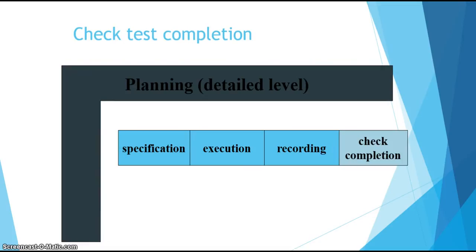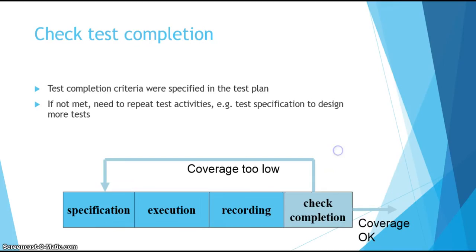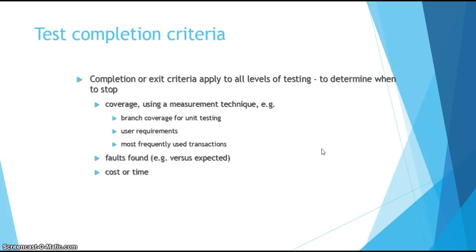Now we come to the last phase, which is test completion. Test completion criteria were already defined in the test plan. So you have exit criteria, wherein you say that priority 1, 2, 3 defects are fixed, and you have executed all the high priority test cases, and say 50% of the medium priority test cases. And if you have too many defects and your coverage is too low, you go back to your specification phase and repeat, or if your coverage is okay, you continue.